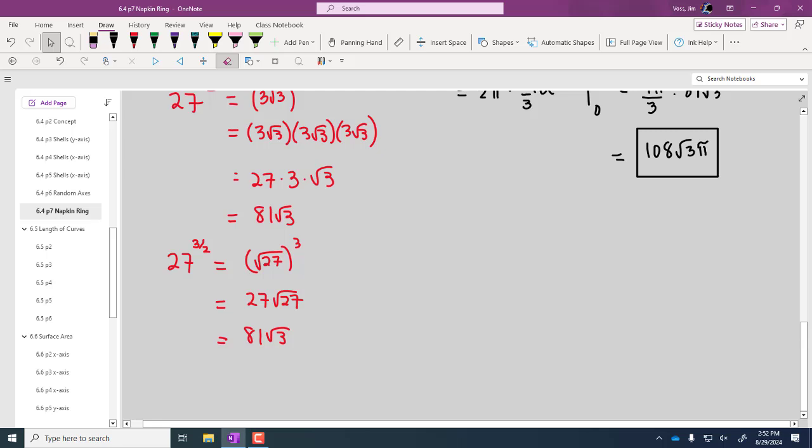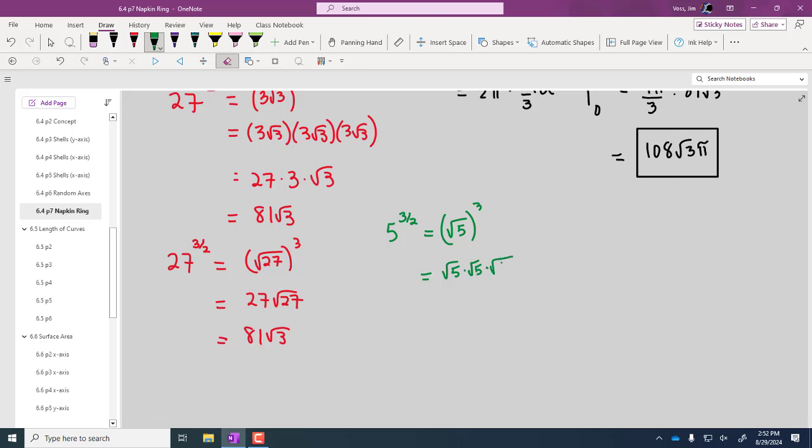Again, frequently you're going to see these things like this. Let me write one that doesn't have the extra simplification step. So if you're thinking about this, you're going to end up with root 5 multiplied by itself 3 times, which is 5 root 5. So that is the standard way that we usually simplify a 3/2 power.